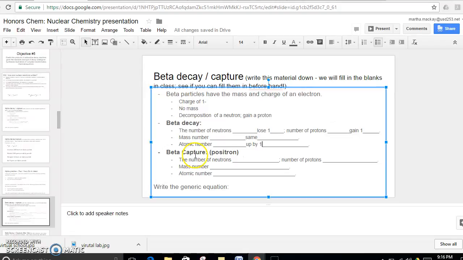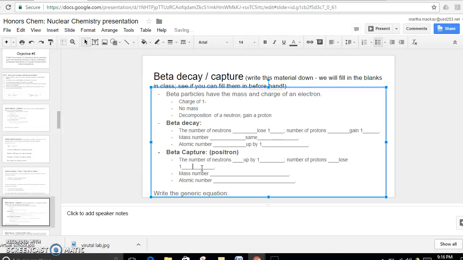Beta capture is the opposite. When you go through beta capture, the number of neutrons is actually going to go up by 1 because you have a proton that becomes a neutron. So you are going to lose your proton in that case. You lose the proton and you gain a neutron. So your mass number again is going to stay the same. And the atomic number, instead of going up by 1, is going to go down by 1.